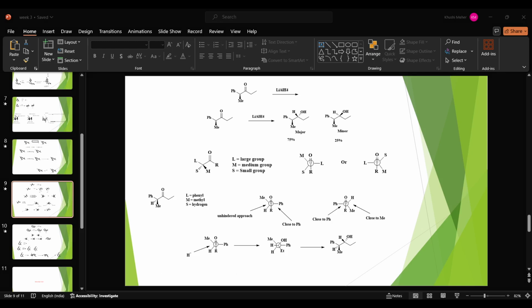The next question is also similar, where we have a carbonyl group and a chiral center. From that only your stereochemistry will be different. But the last question is an interesting one. What will happen in the last question? Can anyone say what will happen in the last case?